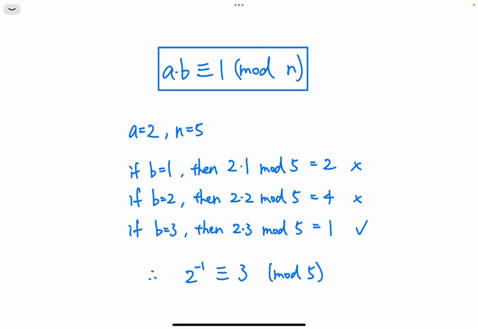So when we see the word inverse in this sense, defined under modular arithmetic, we know that this would be the equation, and we really understand this.